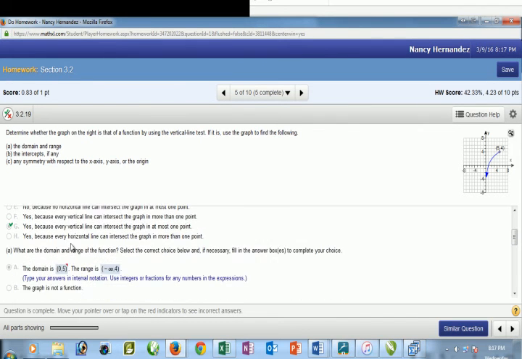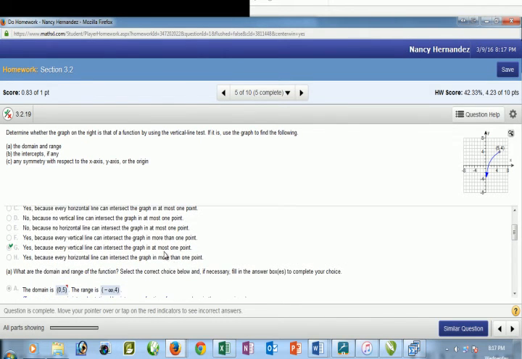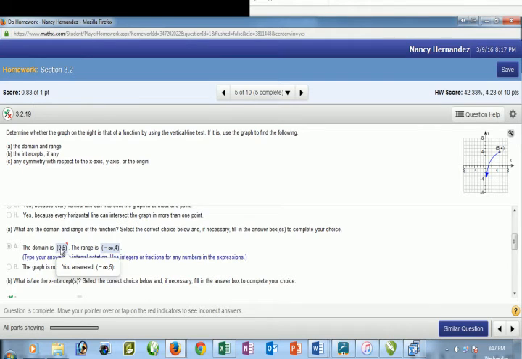Okay. Yes, because every vertical line intersects the graph at most one point. The domain is 0, 5. You answered negative infinity. Be careful right here. How far left does this thing start? It starts at 0. It goes to what? 5. Range starts where? Negative infinity and goes up to 4.